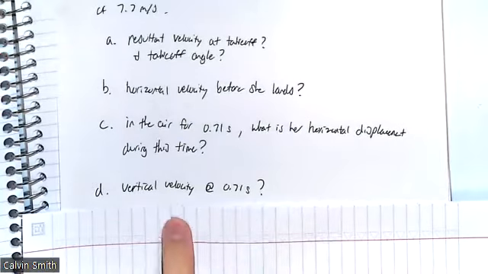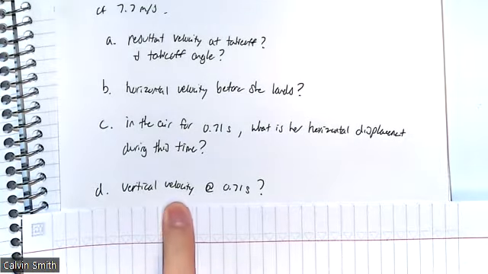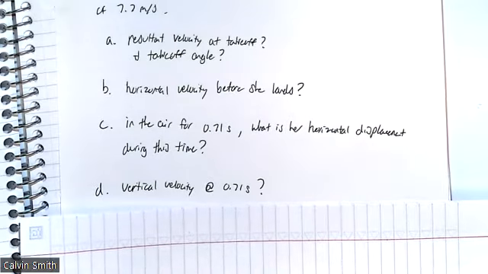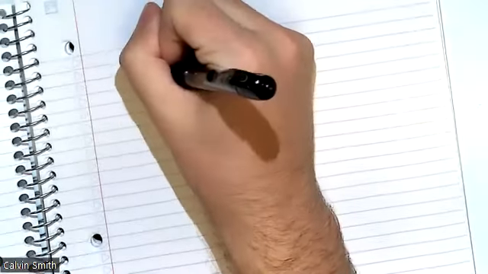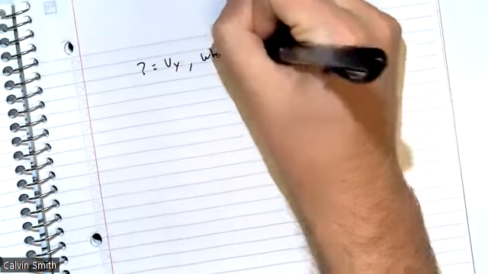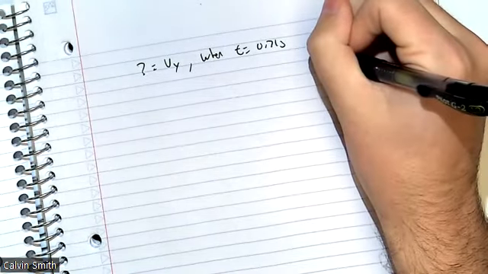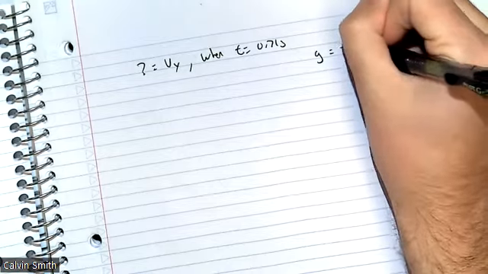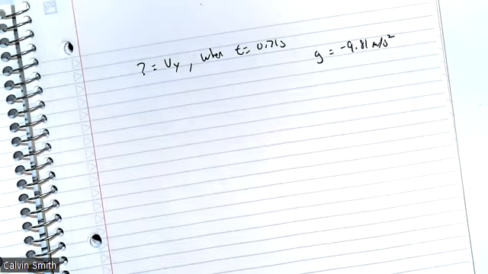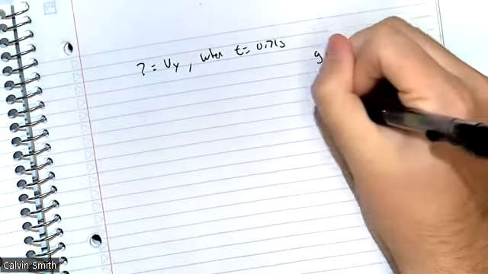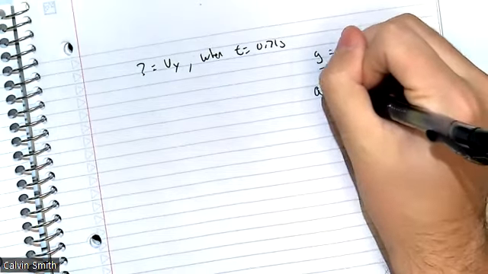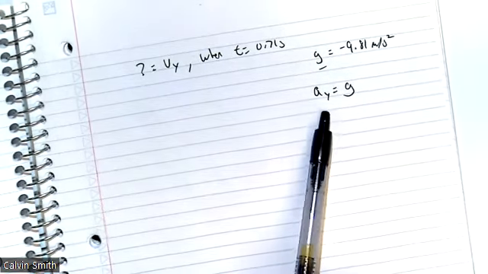Moving on to part D. We now want to know her vertical velocity at this time. So what is v sub y when t equals 0.71 seconds? For this problem, it's assumed that you know the acceleration of gravity. It's 9.81 meters per second squared. So for this problem, our gravity is also the same as our vertical acceleration.